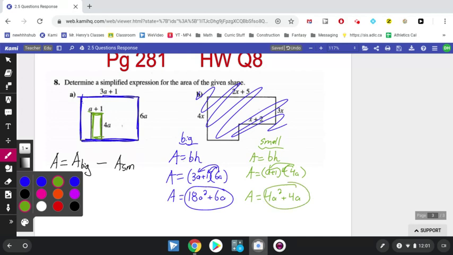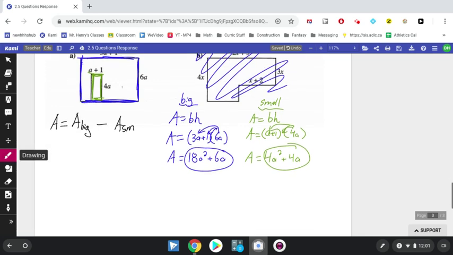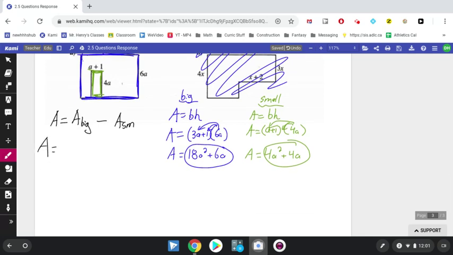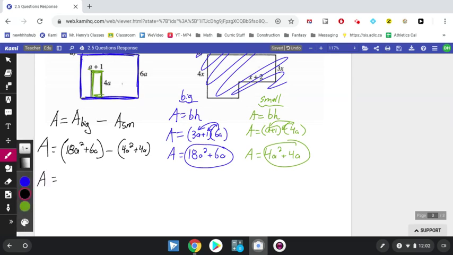So now that I have both of those areas, I go back to my main equation and I say, well, if I want to know the area of this thing, take the big one, which was 18a squared plus 6a, and subtract the small one. And notice how I'm putting them in brackets and I'm saying these are their own unique polynomials, and I'll treat them as such. Now, if I want to subtract, I need to distribute the negative. I subtract 4a squared and I subtract 4a. First bracket stays the same: 18a squared plus 6a minus 4a squared minus 4a.